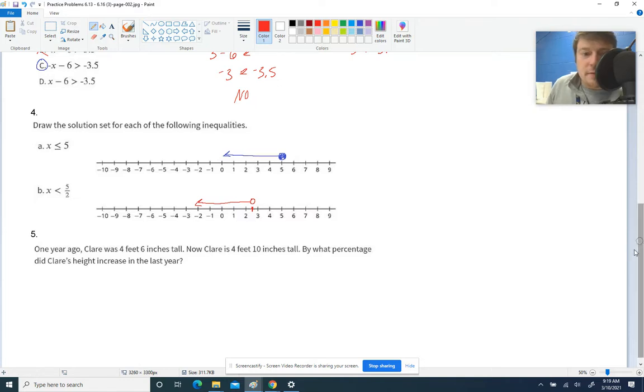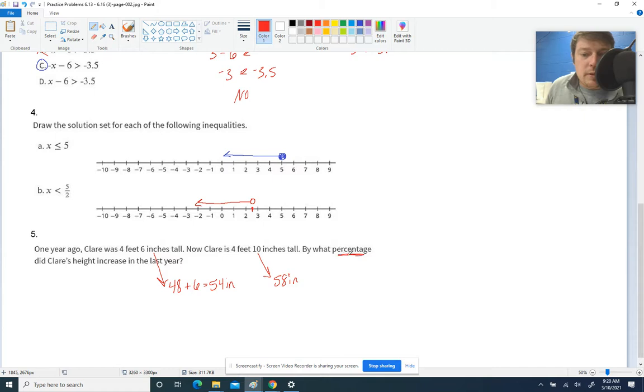Number 5. 1 year ago, Claire was 4 feet 6 inches tall. Okay, let's do a quick little conversion here. 4 feet is 48 inches because 4 times 12 is 48. Plus 6 means that she used to be 54 inches tall. Now she is 4 foot 10 inches. She grew 4 inches. So now she's 4 more than that, which is 58 inches. So she's gone up 4 inches from 54 to 58.